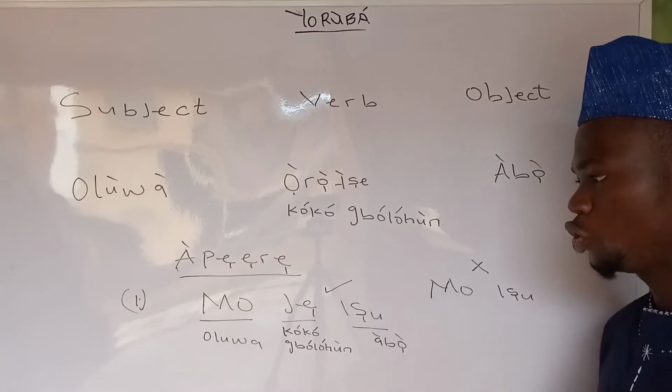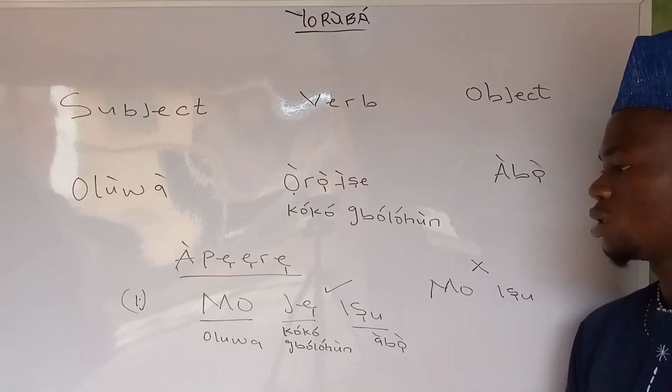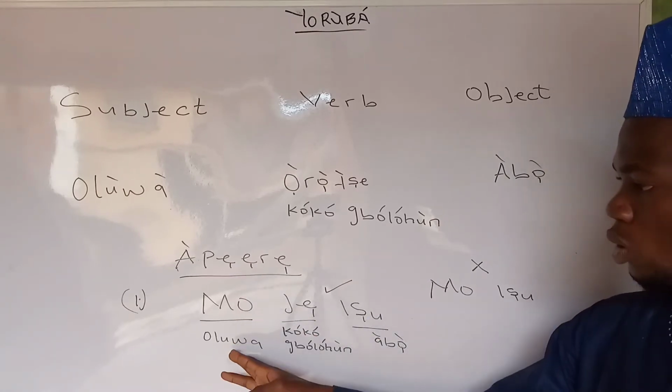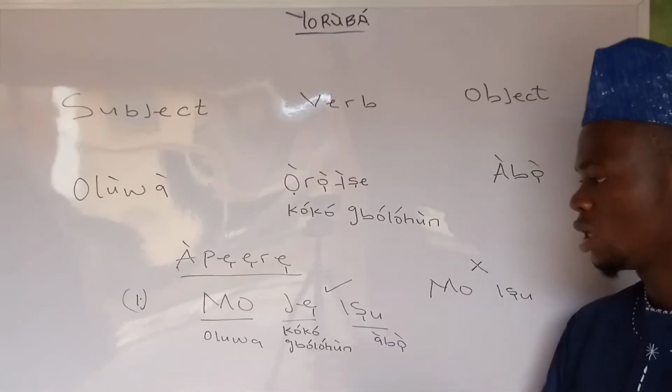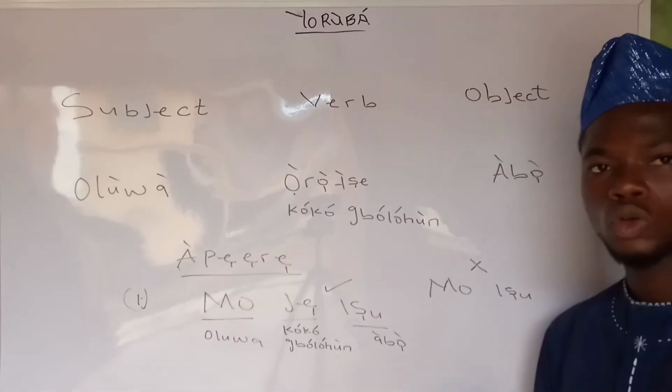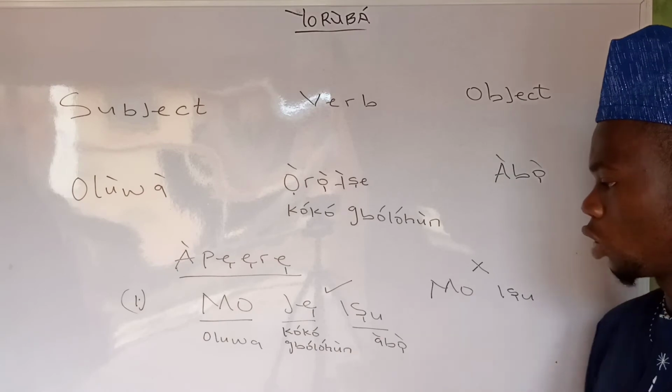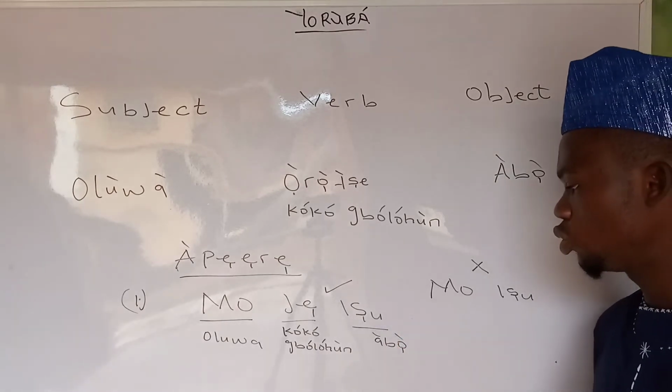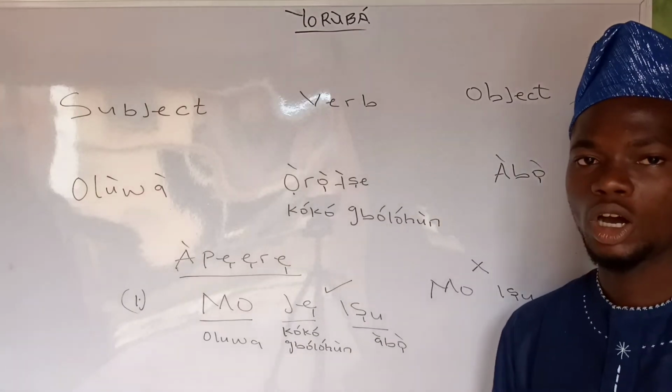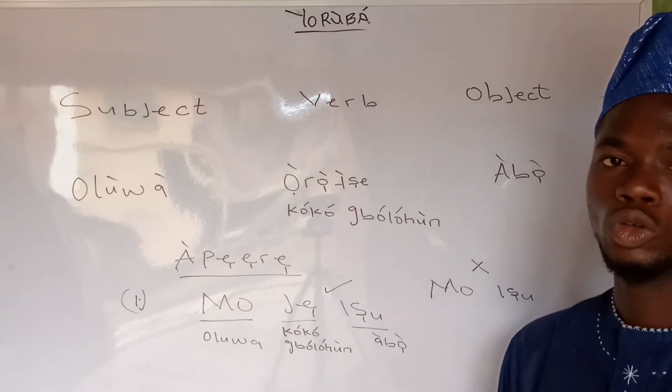Now let's come to this. Mo jẹ iṣu. Mo jẹ iṣu, which means what? Mo jẹ iṣu. This is what? Olùwà, which is the subject, and this is the verb, which is what? Kókó gbólóhùn, or we say ọ̀rọ̀ ìṣe, and this is what? Iṣu, which is what? The object, or we call it àbọ̀ in Yoruba language.